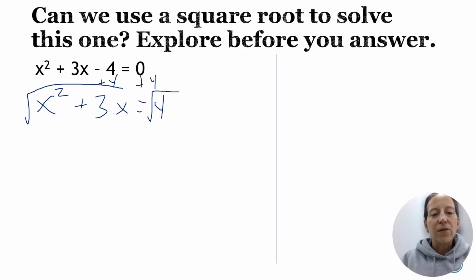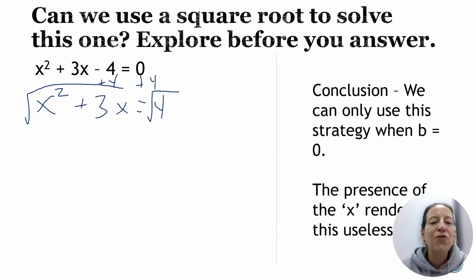Okay, and what I hope you noticed as you were exploring, and again, we want to explore this, is you come to this conclusion before I put it up on the screen, because you are way, way, way more likely to remember it if you did the exploration and you kind of saw what went wrong with it. So the conclusion is we can only use this strategy when b is equal to 0.